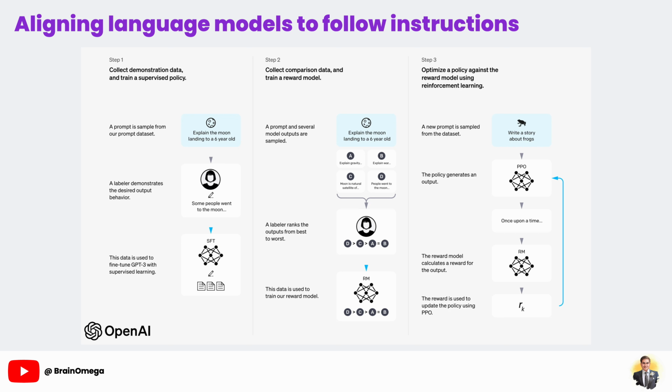The reward model, RM. This reward model becomes our automated judge. It doesn't know how to write a story about frogs itself, but after reviewing countless ranked examples, it develops an incredibly sophisticated sense of what humans find helpful, truthful, and well-written.